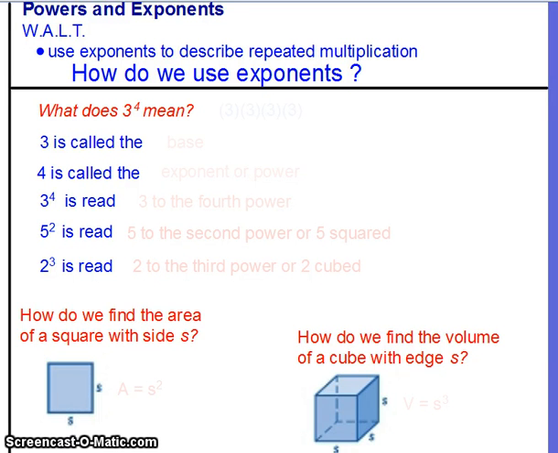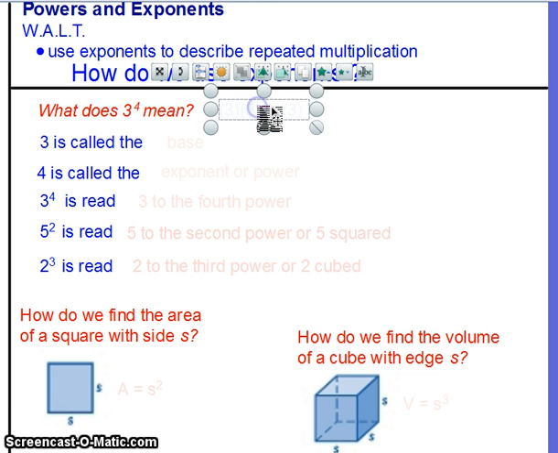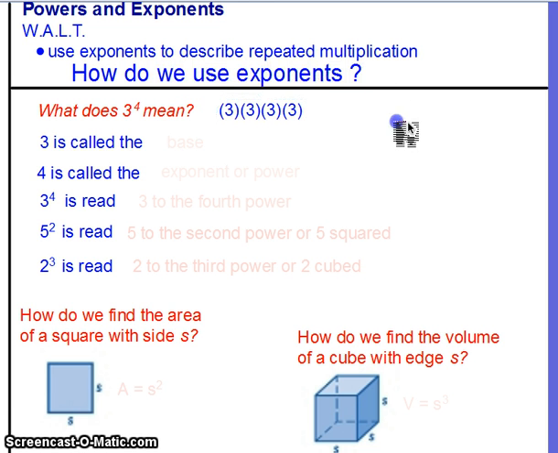Today's lesson is based on sections 1.2 and 1.3 of your textbook. This first part is going to be based on powers and exponents, and a lot of this you already know. The first part we're just going to talk about is how do we use them to describe repeated multiplication, and what does that mean? As you can see right here, we have 3 to the 4th power, and 3 to the 4th power basically just means we have 3 times 3 times 3 times 3.